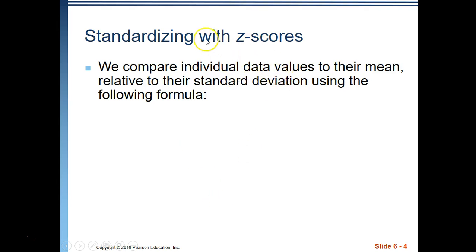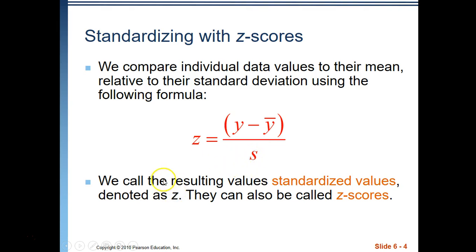So we standardize things with something called the z-score. We hit on this, and it's when you can compare individual data values to their mean relative to their standard deviation using this formula. And I used x's, the book is using y's, whatever. It's the sample value minus the sample mean, divided by the standard deviation. And we call the resulting values the standardized values, denoted as z, and they're also called the z-score is how it's referred to.